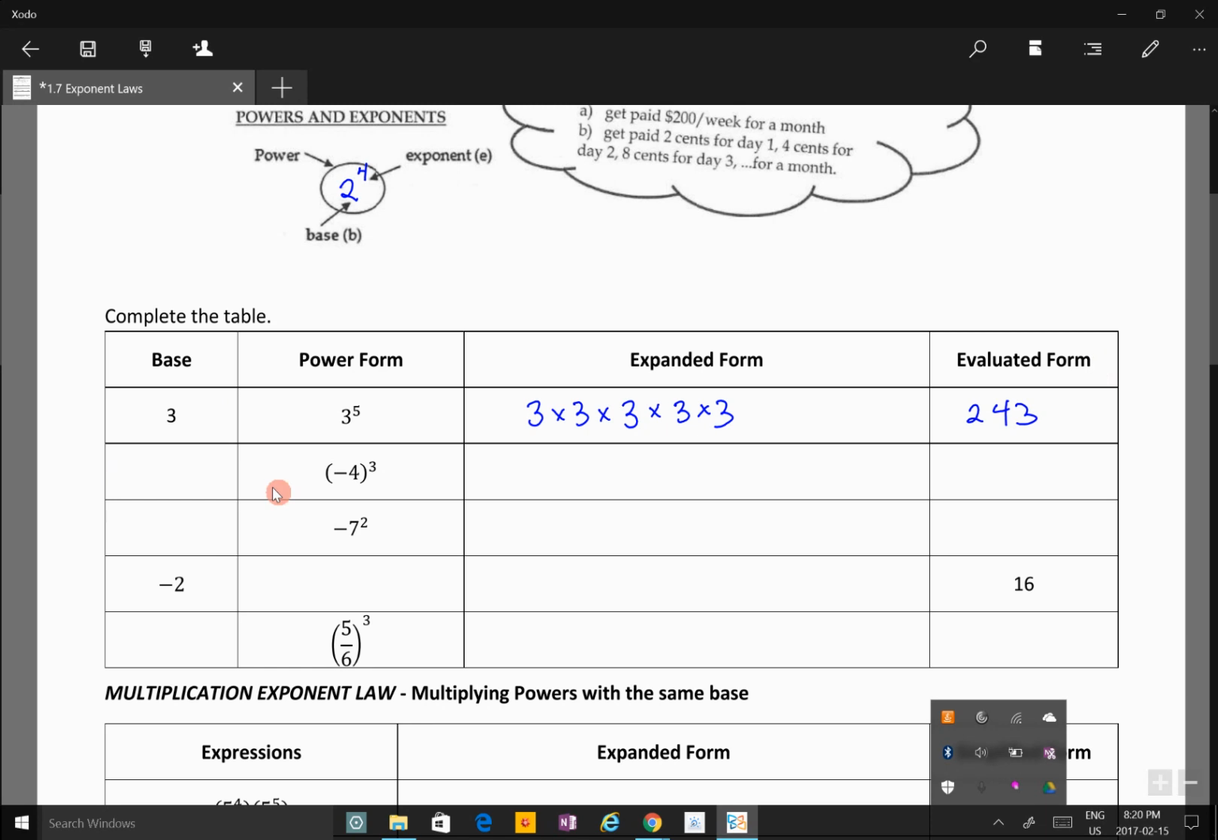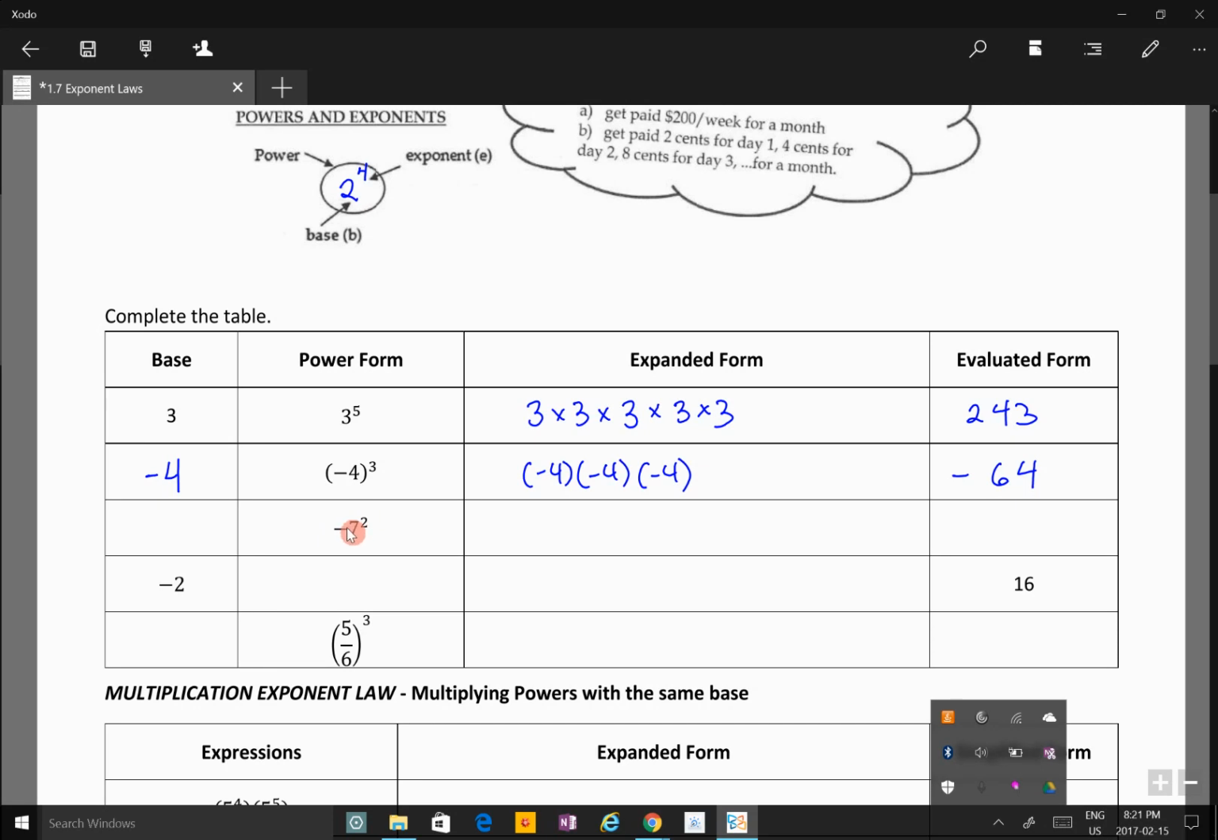Okay. So now here, power form, -4 in brackets, raised to the exponent 3. My base here is -4. You have to include the negative because it's part of the bracket. In expanded form, I'm going to write -4 3 times, so -4 times -4 times -4. And when I multiply these 3 numbers, keep in mind your rules for negative signs. I have an odd number of negative signs, so my result is going to be negative. And so 4 times 4 is 16, 16 times 4 is 64. So there's my evaluated form.